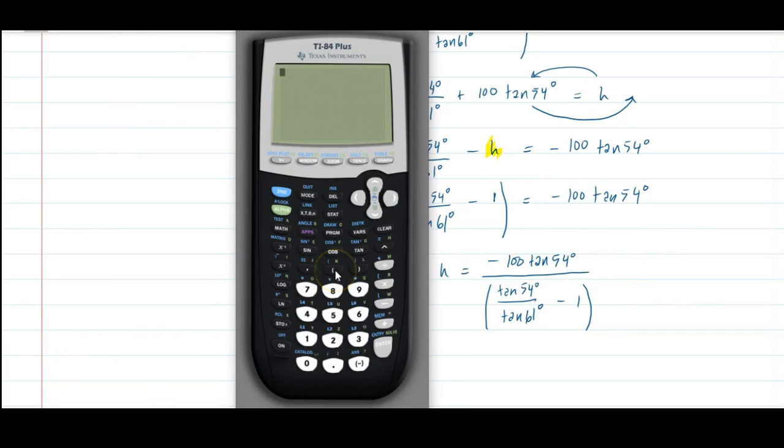The numerator says negative 100 tan 54. So I'll put parentheses around it, negative 100 tan 54, like this. And I'll close that parenthesis, then I'll close the parenthesis again. And it's being divided by tan of 54. Now notice how I started off with the parenthesis, all right? Tan of 54, close parenthesis, that'll close in the 54, divided by the tan of 61. Now this parenthesis will close in the 61.